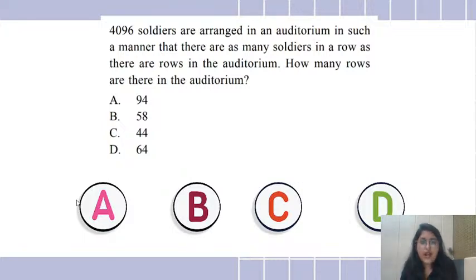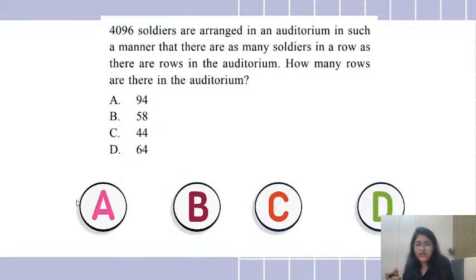4096 soldiers are arranged in an auditorium in such a manner that there are as many soldiers in a row as there are rows in the auditorium. How many rows are there in the auditorium?